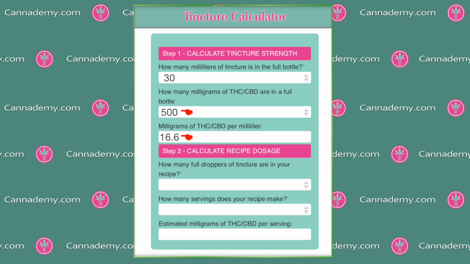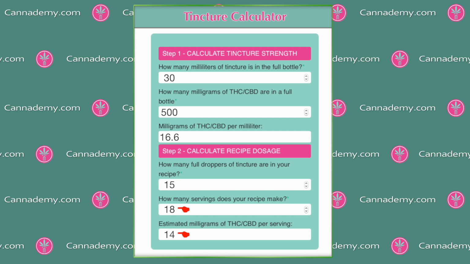In step 2, we calculate the dosage per serving of edibles or per application of topicals. Enter how many droppers of tincture are in your recipe or formula. For our example, we're going to use 15 droppers full, in other words, half the bottle. Next, enter the total number of servings your recipe makes or the number of applications your topicals formula makes. For our example, let's say it's 18.